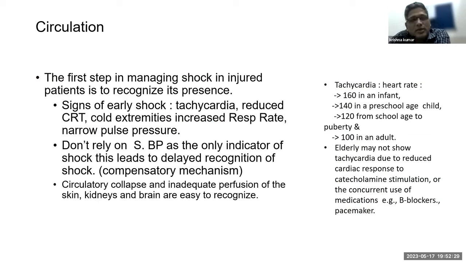Circulation: this has already been discussed. The main step is to identify and manage shock. There could be early signs of shock, especially tachycardia, but tachycardia is not a good sign to rely on because it varies with age. In infants, a heart rate of more than 160 is called tachycardia, more than 140 in a preschool child, more than 120 per minute in a school age child, and more than 100 in an adult is called tachycardia.